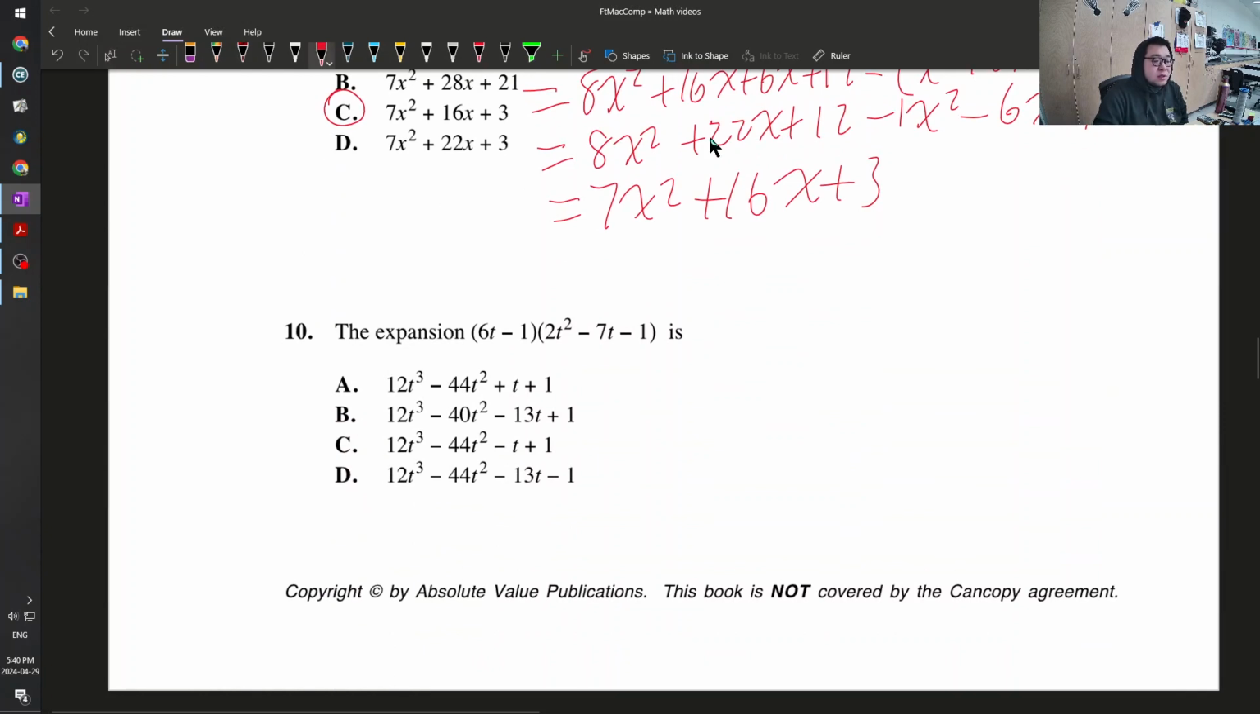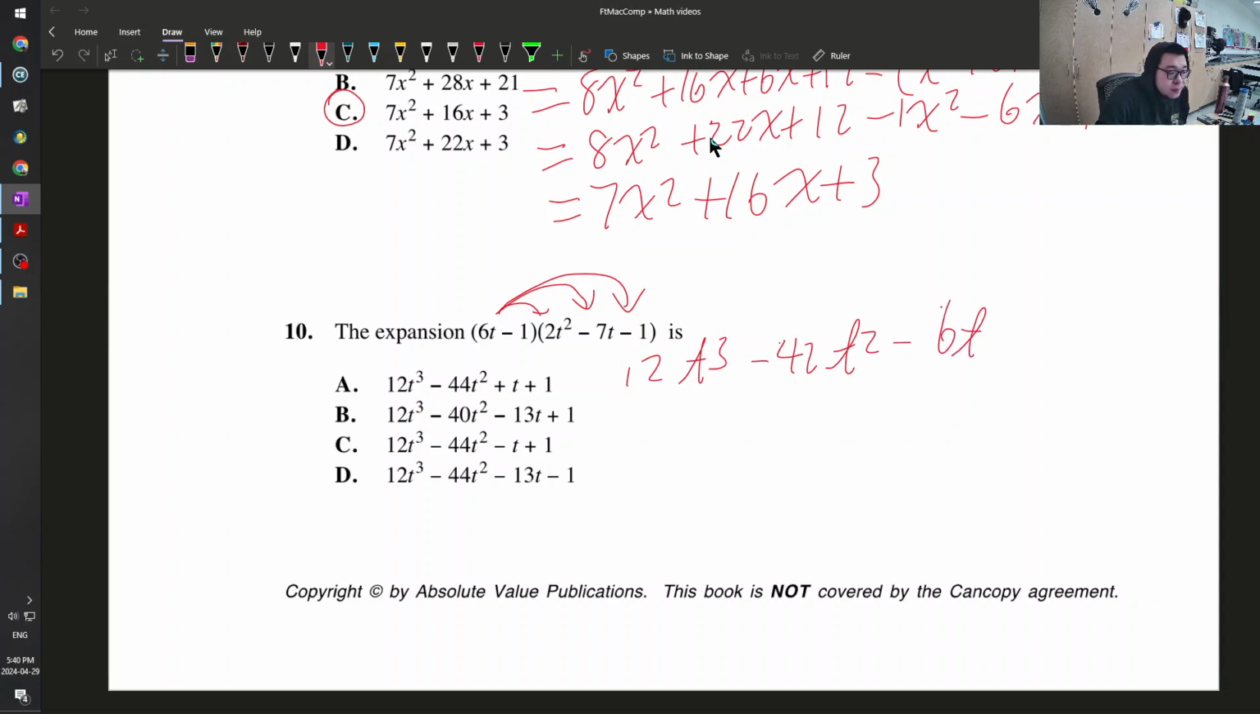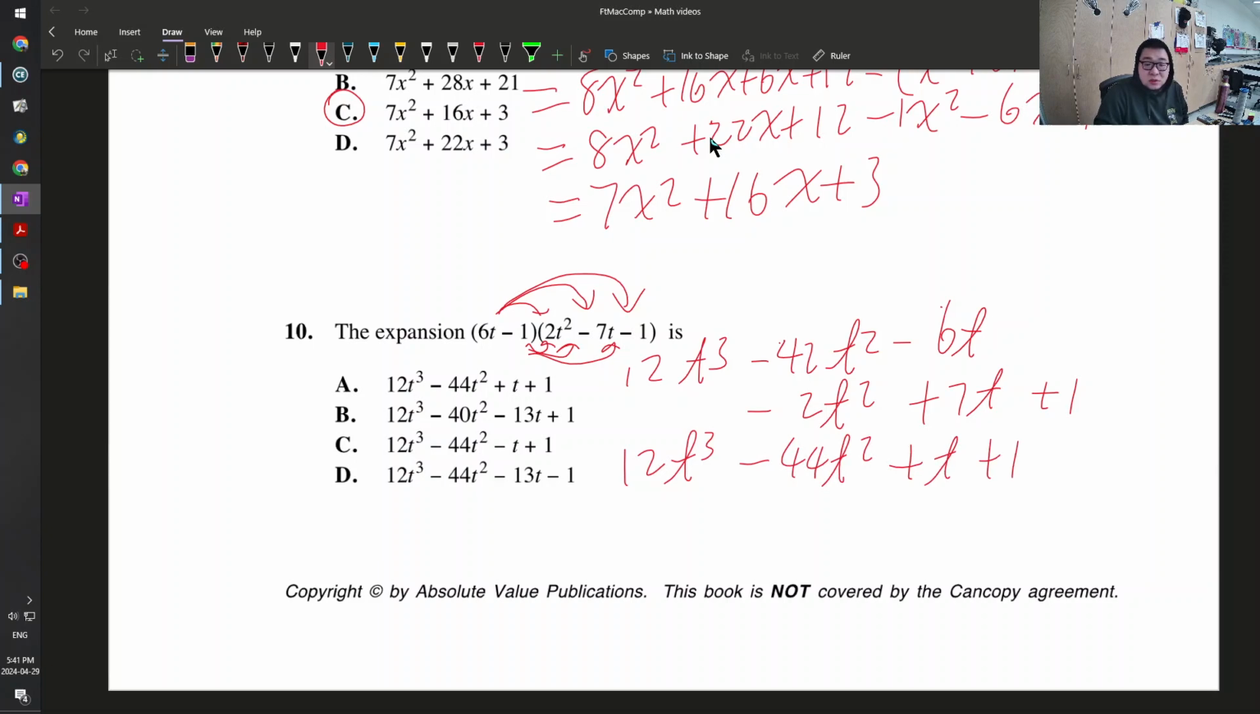10. The expression 6t minus 1 times this is equal to. So again, expand everything. Make sure you use the arrow method or the box method to its entirety. So I get 12t cubed minus 42t squared minus 6t, and then use the other 3 arrows. We get minus 2t squared plus 7t plus 1. So simplify everything, 12t cubed minus 44t squared plus t plus 1. So I get the answer A.